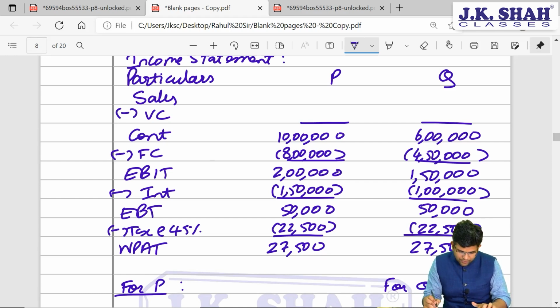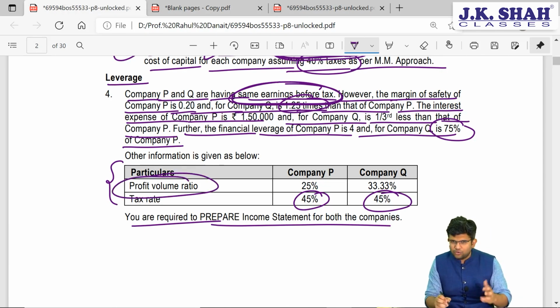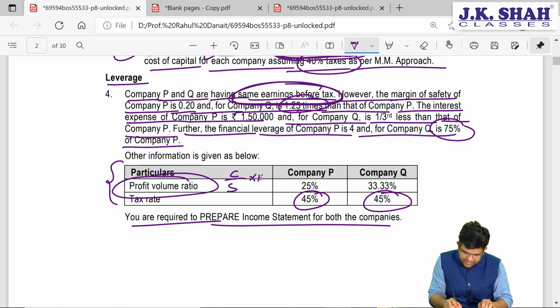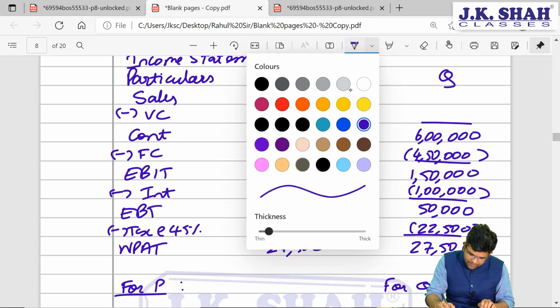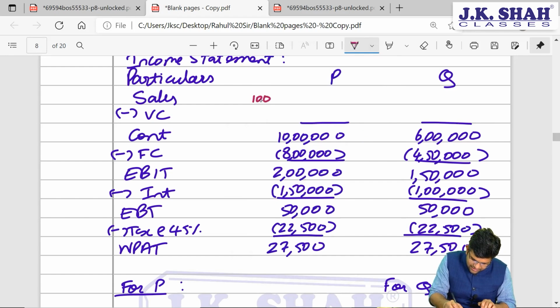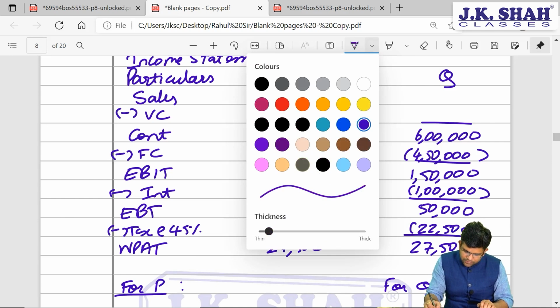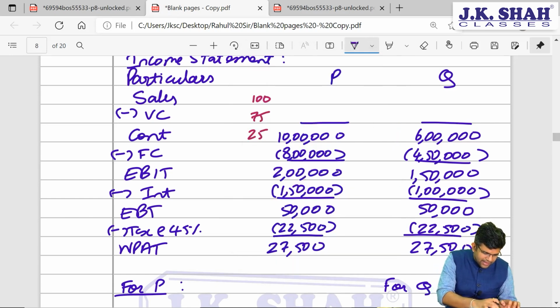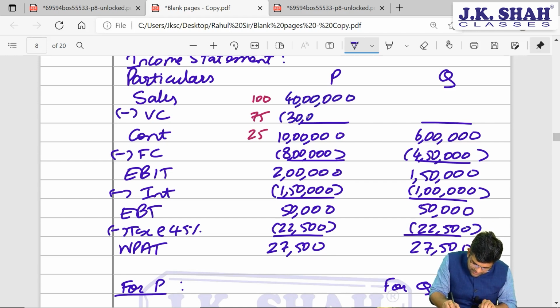Now how to go upstairs from here? For that they have given you the PV ratio. You have studied this in costing, right? PV ratio is nothing but contribution upon sales into 100. For P, if PV ratio is 25, it means that if sales are 100, contribution is 25, variable cost is 75. Let us do the cross multiplication. So children, this is 10 lakhs divided by 25 into 100. This will give us 40 lakh as the sales, and of course 30 lakh as variable cost.